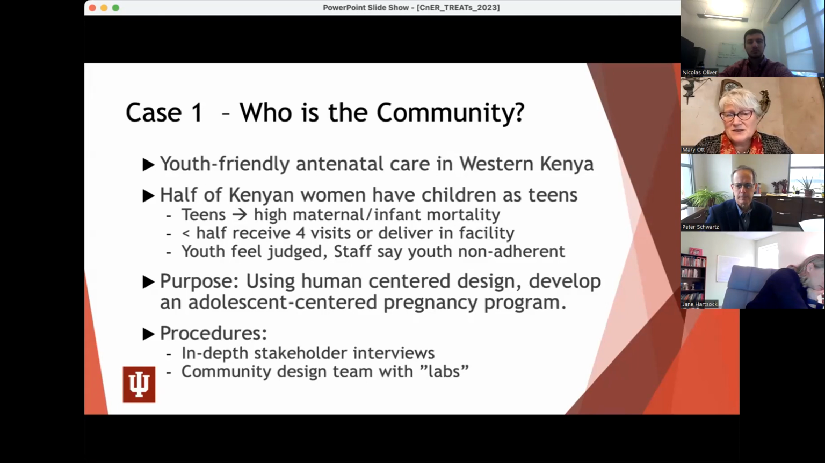And so the purpose of their project was to use a human-centered design approach and develop an adolescent-centered pregnancy project. And they did in-depth stakeholder interviews. And then they put together a community design team, and they did design labs where they would look at design to identify characteristics of ideal antenatal services. So my question is, who is the community in this?